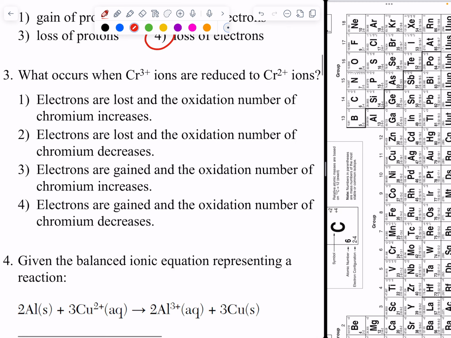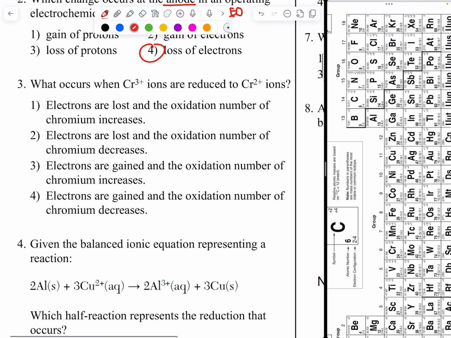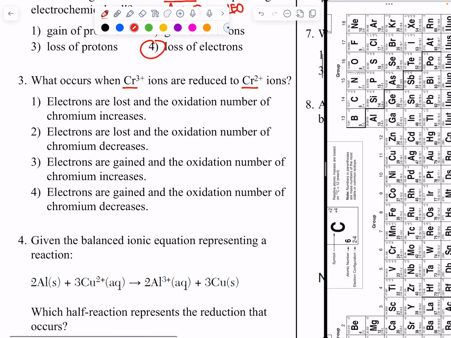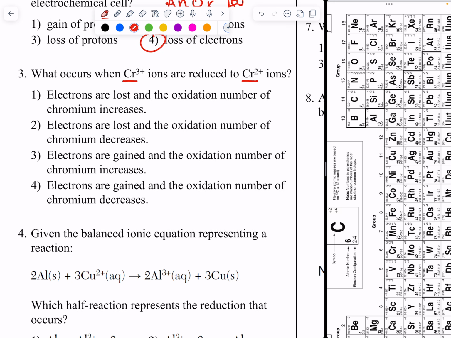What occurs when chromium ions are reduced, chromium 3+ to 2+? So you should notice that that's going down on the number line. So that's reduction. And reduction is LEO-GER, the gain of electrons. So you can eliminate choices 1 and 2. Electrons are gained and the oxidation number increases. No, it's actually not that, right? Because the oxidation number decreases.